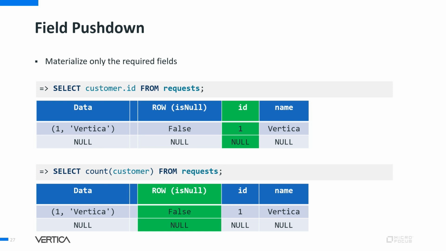The columnar aspect of this representation is very important for query performance. When you run a query on a complex type column, we only materialize the required fields. If you select just one field of your row type, such as selecting just the ID field of this customer type, then we're only going to materialize ID. We can skip reading name or the null indicator. If you run select count on your complex type, then we don't need to read any of the fields. We can just read the structure is null column.